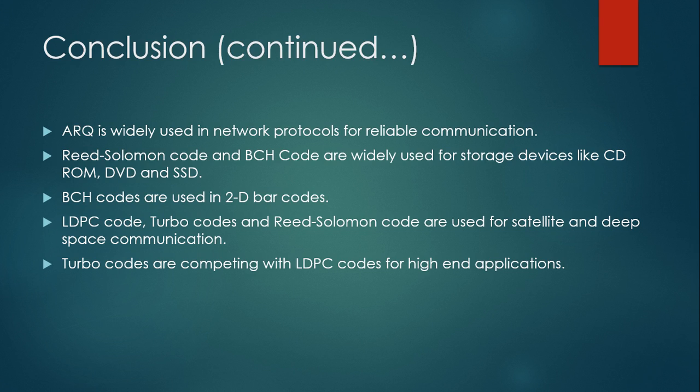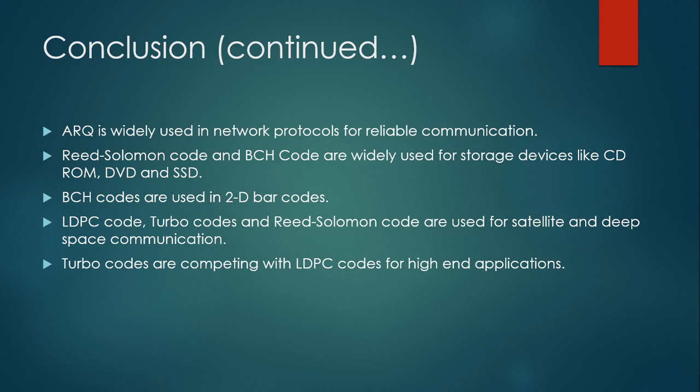For example, ARQ is widely used in network protocols for reliable communication, and we need back channel communication in this case to indicate whether it was a positive acknowledgement or negative acknowledgement. The receiver sends this to the transmitter.